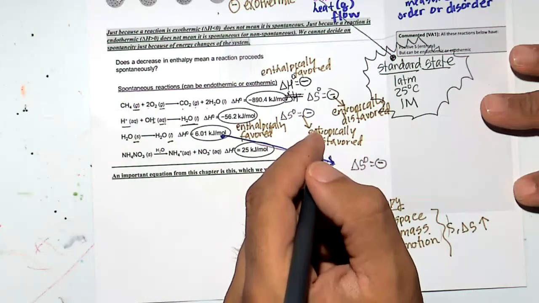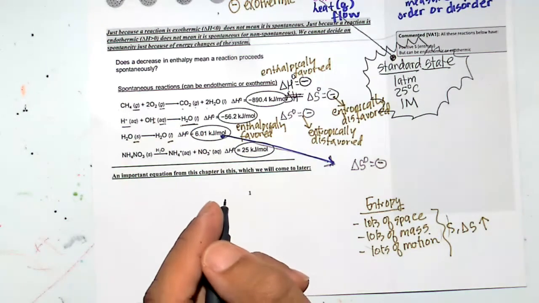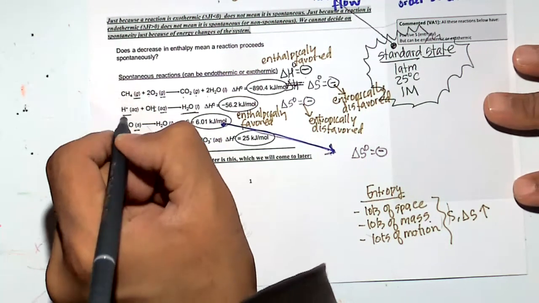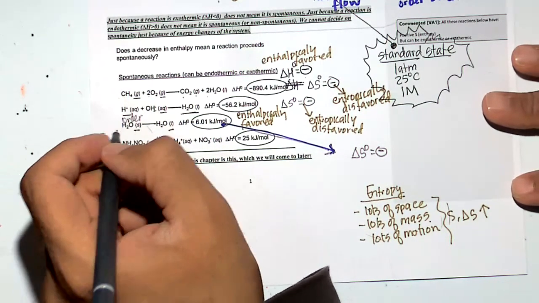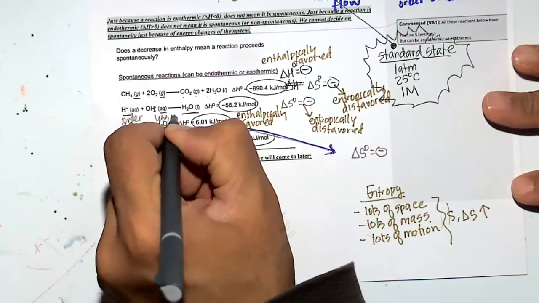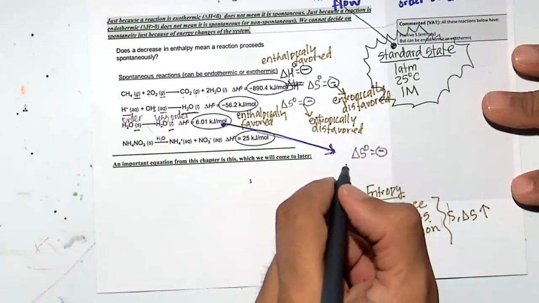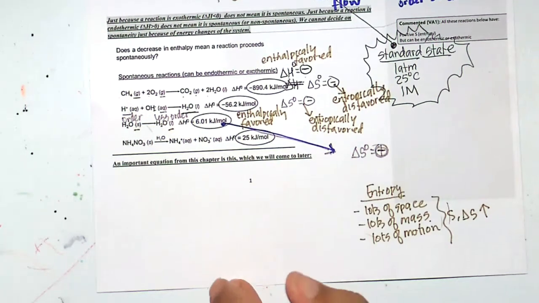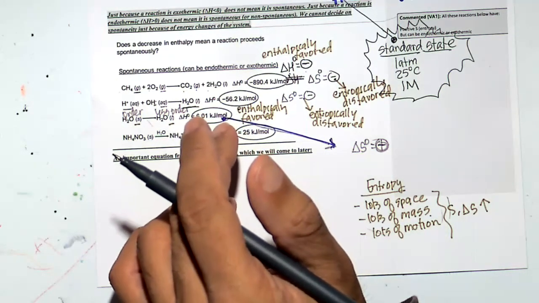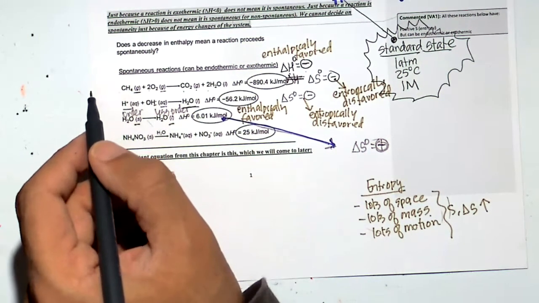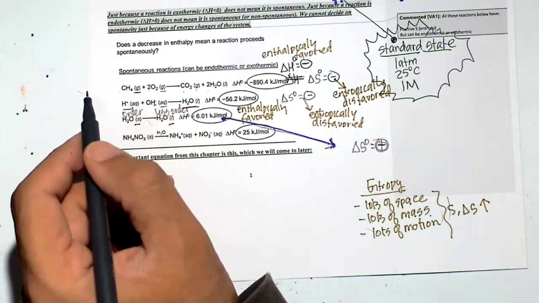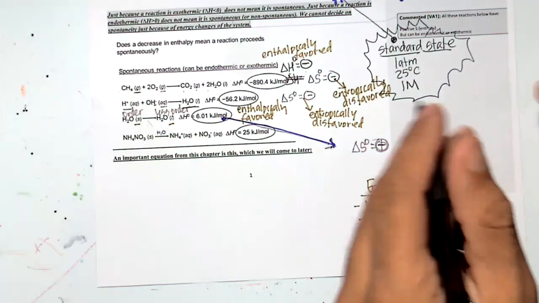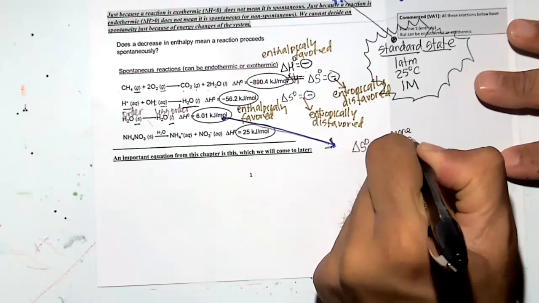We're going towards less order. All these positives and negatives got me confused. This is more order, this is less order. More disorder, so actually you're right, it would be positive. Delta S is positive, you're right. Solid is ordered, liquid is more disorder, so more disorder would be positive. Positive is the right answer. More disorder is positive.